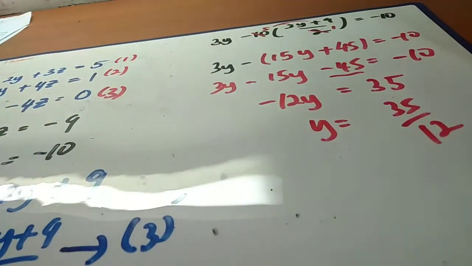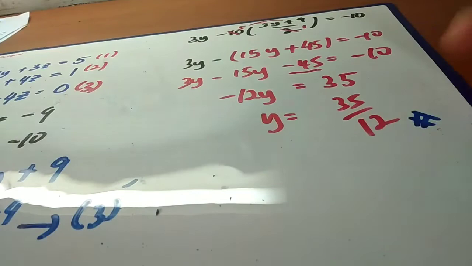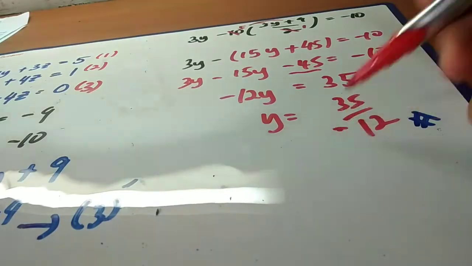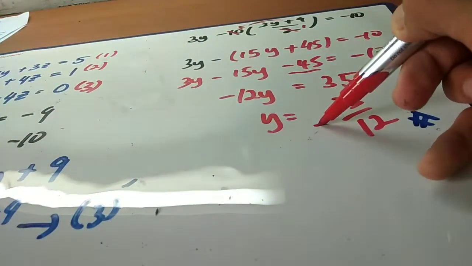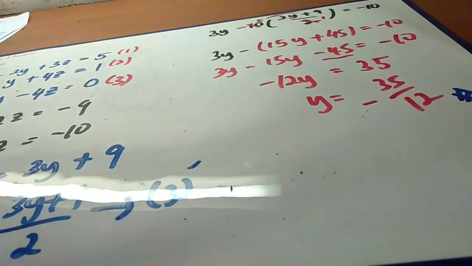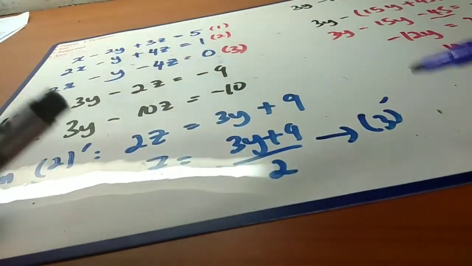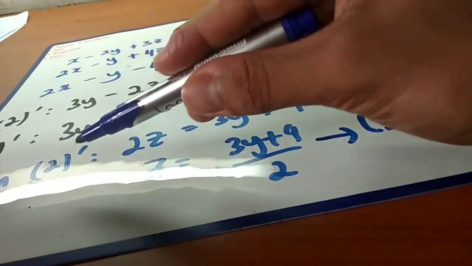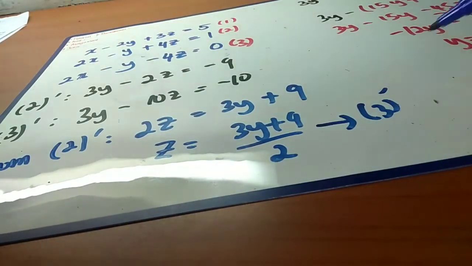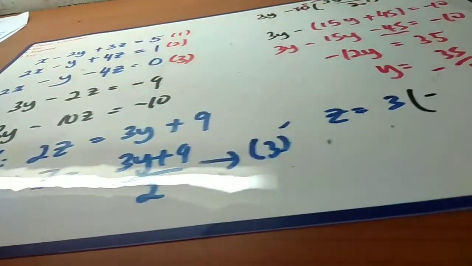The last step is to check whether this can be simplified into a simpler fraction or not. I think this is the simplest one. So we get y equals to, I missed the negative sign, negative. You cannot put it at the bottom of the fraction, you need to put it in the middle of the fraction. So the value of y is negative 35 over 12. After you get the value of y, you can substitute to get the value of z. So we know from equation 2 prime, z equals to 3y plus 9 over 2. So we substitute y, which is negative 35 over 12.